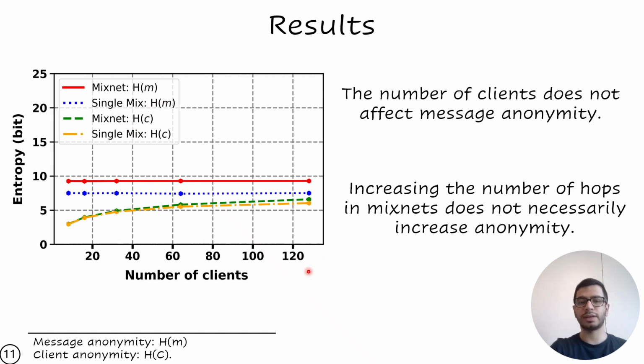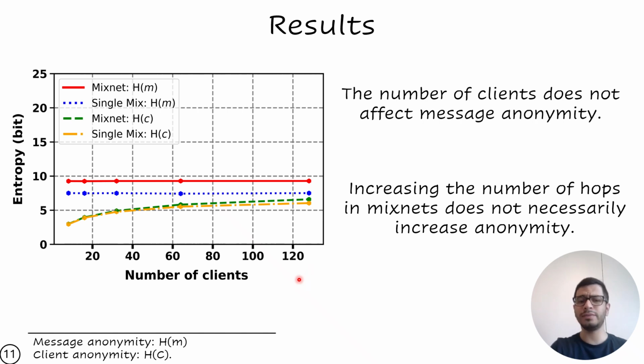In this case, we also change the number of clients from 10 to 130 and measure both message and client anonymity. As you can see in this figure, when we increase the number of clients, the message anonymity will not change. And this is really surprising because naturally, the higher the number of clients, the higher the anonymity in a mixed network. On the other hand, if we use the client anonymity metric, the anonymity will change rapidly and shows, for example, up to 2 or 3 bits of change when you have 10 compared to 130 clients.